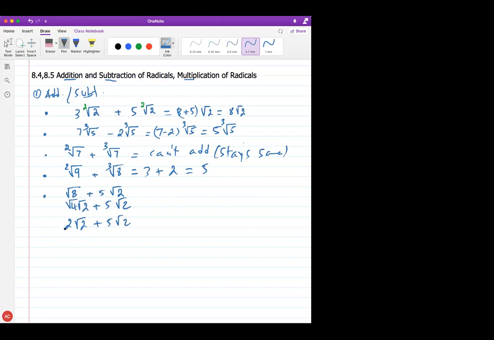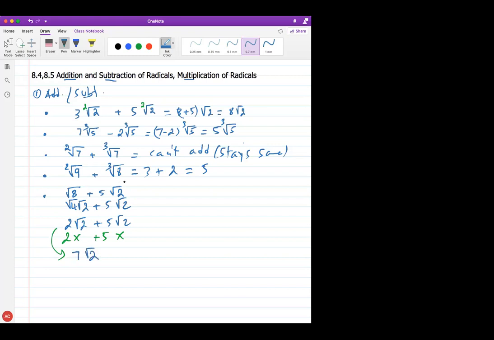Yes. Yeah, so 2 plus 5 of the same thing. Think of it as, for example, 2 of the same thing plus 5 of the same thing, just like when you add variables like this. So you've got to have the exact same thing here, like terms, before you can add them. So now we can add these two together. So 2 plus 5 is 7 radical 2.